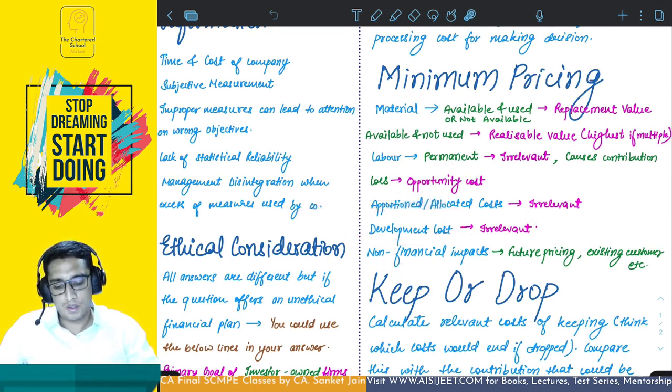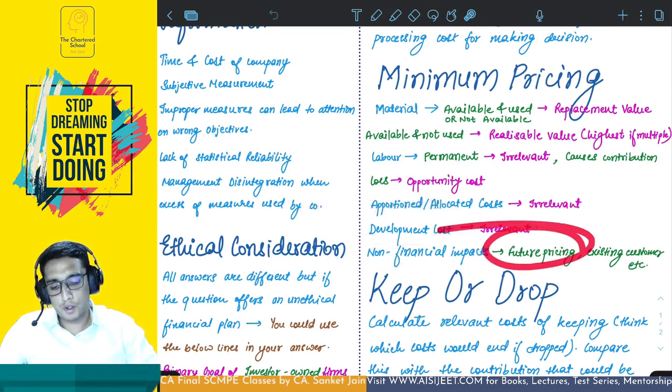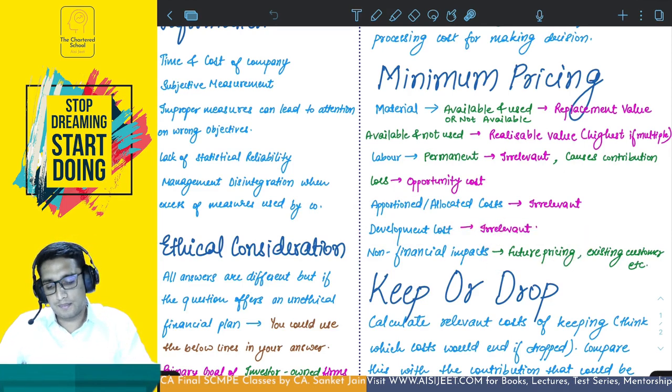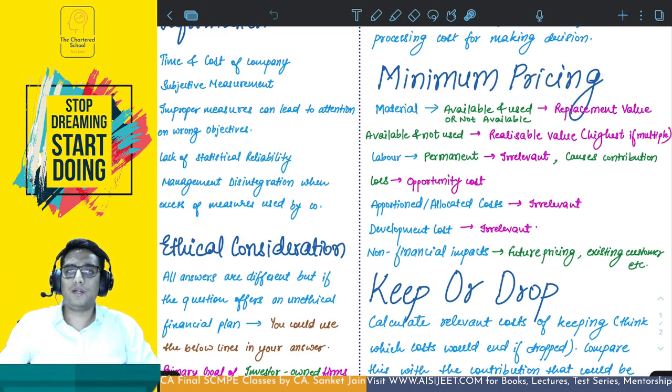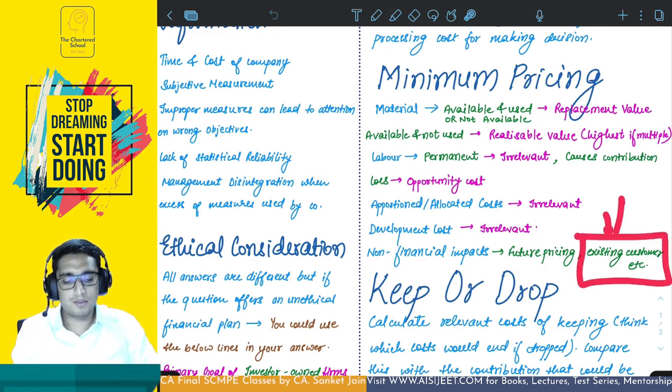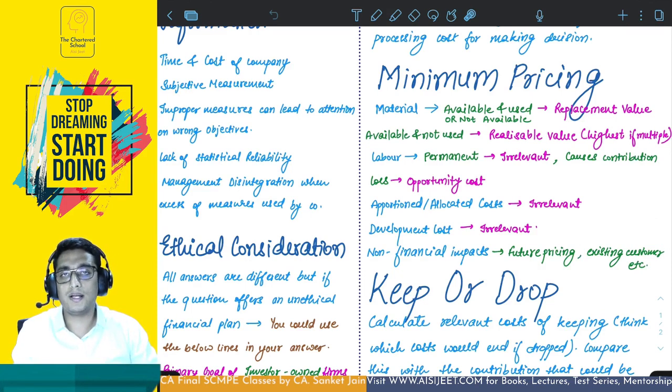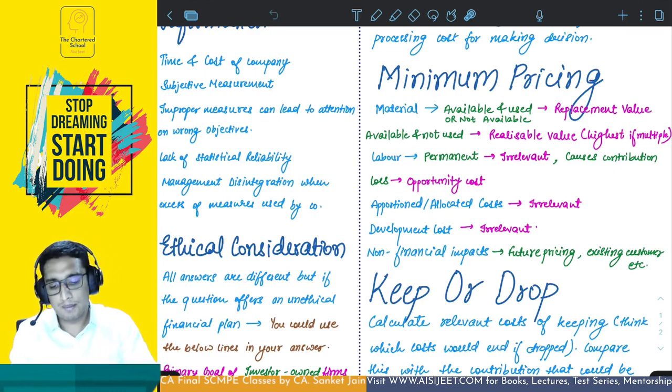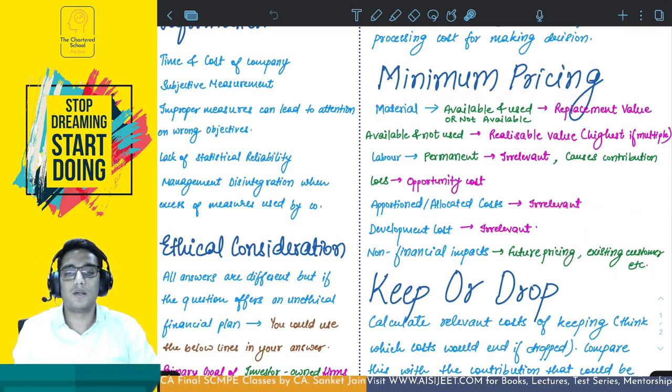Non-financial impact: you have to consider how you will price your product in future, because minimum pricing will ask you to value your product on the relevant cost basis, right? So how will you manage the future pricing, because you will have to increase the prices to cover your fixed cost and other costs as well, and also what your existing customers will tell you. They will feel that their loyalty is not appreciated because you are charging a new customer minimum price, but they have to pay the same price. Certain points like these have to be always considered when you are answering this question after calculation.